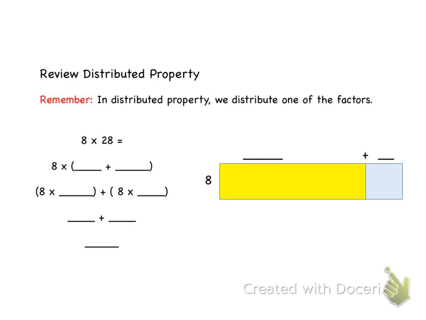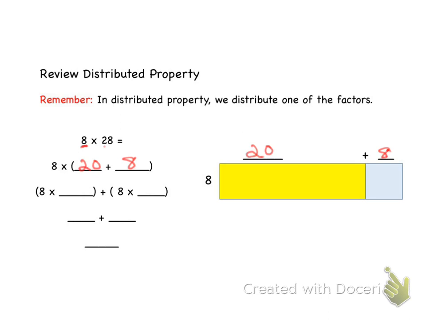Okay, now you should have all your materials, and we are going to review what the distributive property was. Remember, in the distributive property, we distribute one of the factors. Here we have 8 times 28. I like the number 8. It's easy to work with. But that 28 is a little bit large. So we're going to break up the 28 using expanded notation. When we break up the 28, we get 20 plus 8. When we go to our area model, 20 and 8. Remember, this is the side that would be 20 squares long. This is the side that would be 8 squares long.